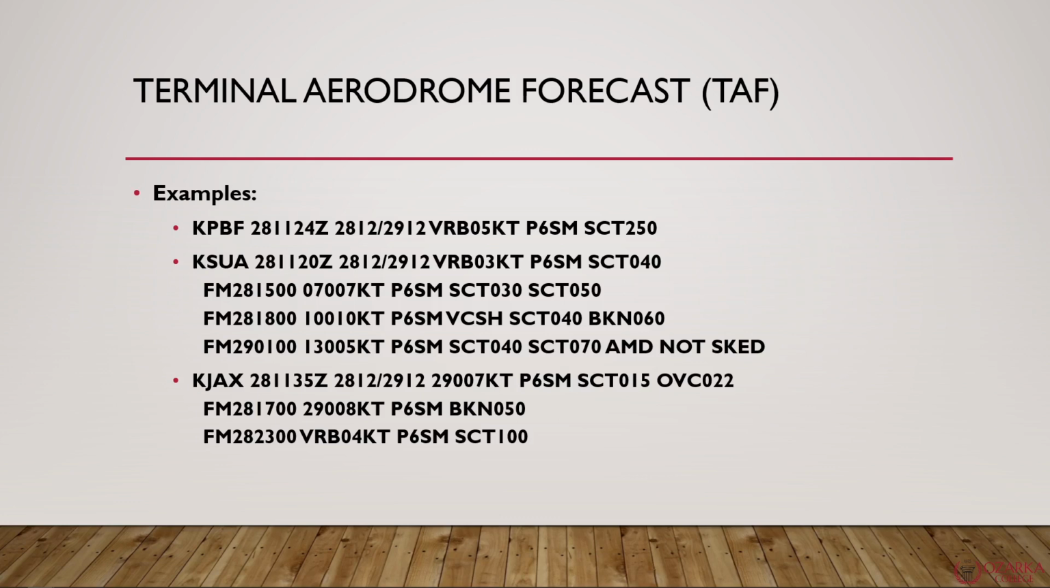The winds are predicted to be 290 at 7 knots, greater than 6 statute miles of visibility, a scattered cloud layer at 1,500 feet, and an overcast cloud layer at 2,200 feet. But then there's a change. From the 28th at 1700, the winds are predicted to be 290 at 8 knots, greater than 6 statute miles, but there's a broken layer at 5,000. But then it changes again. From the 28th at 2300, the winds are predicted to be variable at 4 knots, greater than 6 statute miles of visibility, and there's a scattered layer at 10,000 feet.